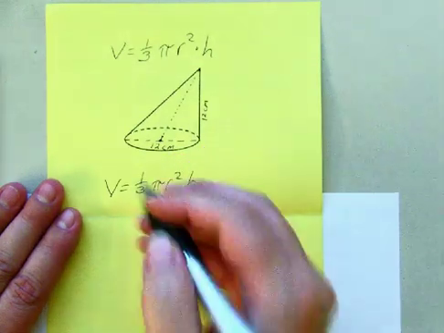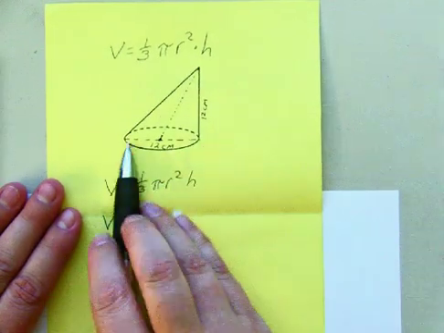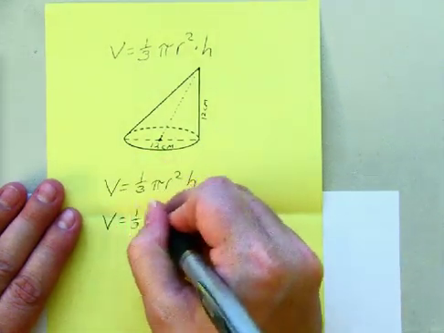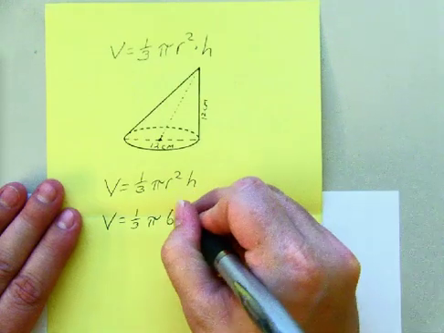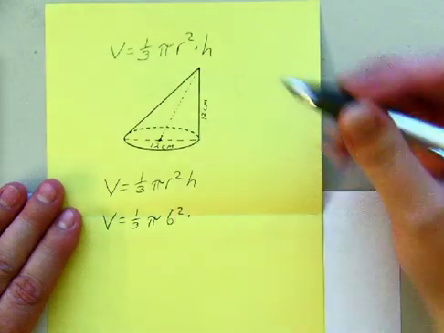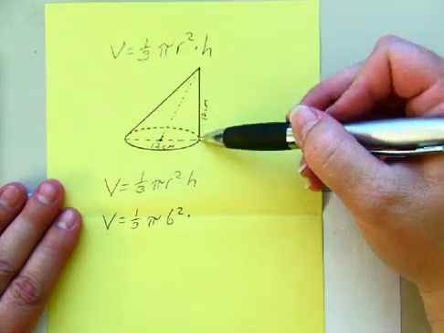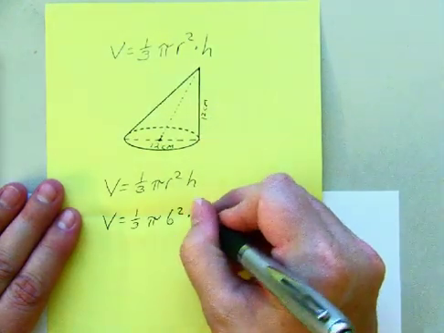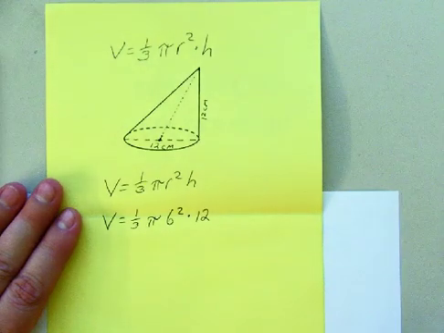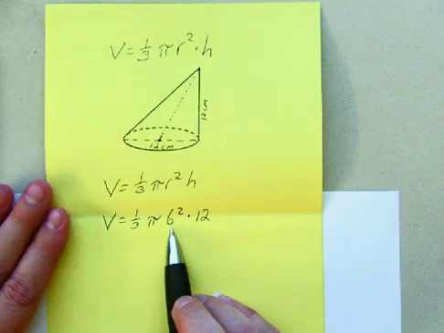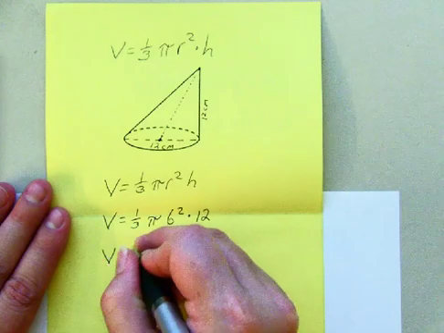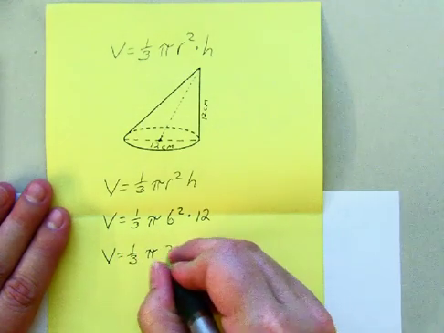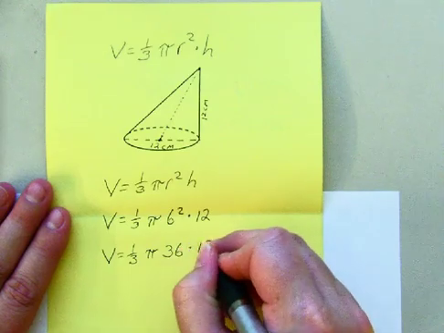My radius this time, the diameter is 12, so my radius is going to be 6. So 6 squared times my height. The height for this one is going to be 12 because it's actually perpendicular here. Okay. Now from here again, we're going to start with our exponents. So V equals 1/3 pi, 6 squared is going to be 36, times 12.